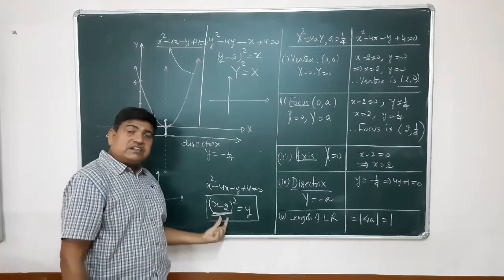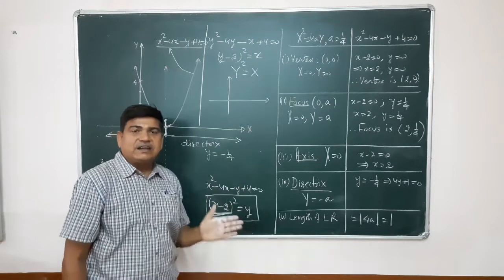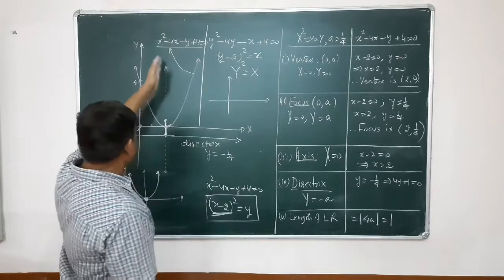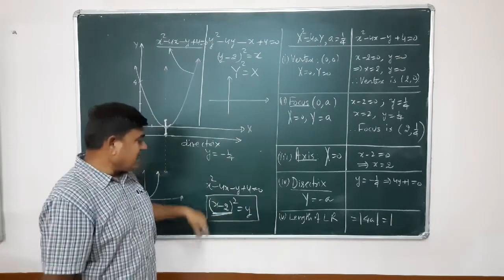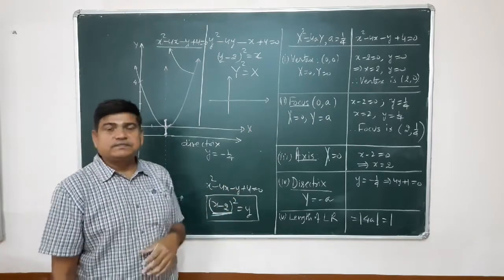The parabola is symmetrical about a particular line, and that line is known as the axis of the parabola. So x minus 2 equals to 0. So here it is x equals to 2. So roughly, without calculating all this, you can find the rough diagram of this type of parabola.